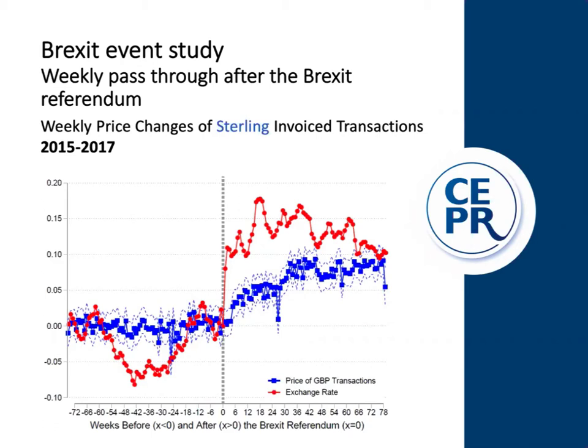We'll call these sterling invoice transactions. And then we do an analysis of how prices evolved given that a firm was invoicing its exports in sterling. So these are just time dummies. What I have graphed on this picture is 0 is the week of the Brexit referendum. To the right-hand side, we have 78 weeks following the Brexit referendum. We also look at 72 weeks before the Brexit referendum. And the blue dots represent a time dummy that shows how the price differs in that week relative to week 0, the time of the referendum, after putting in firm, product, and destination fixed effects.